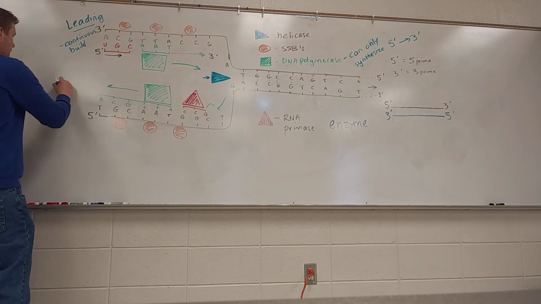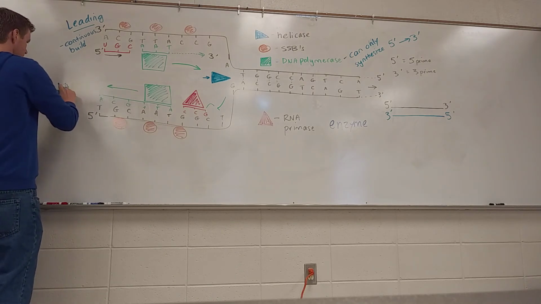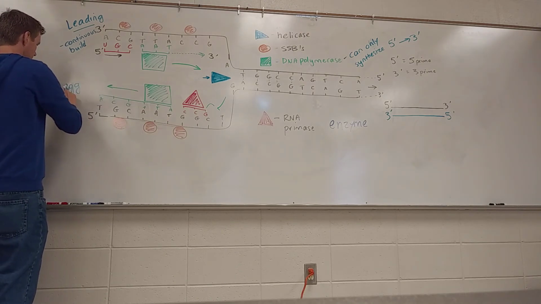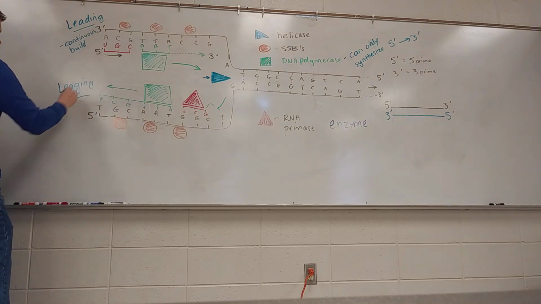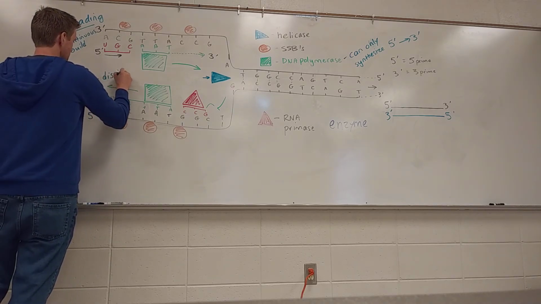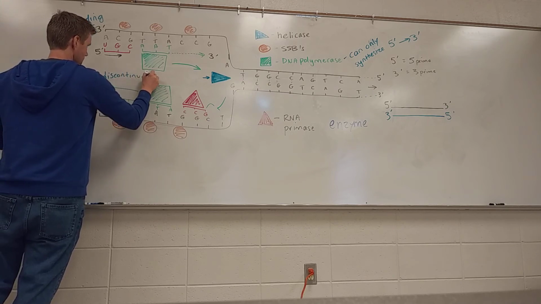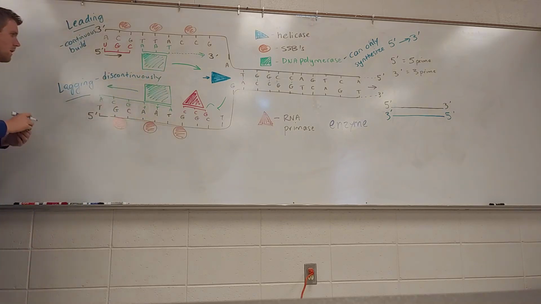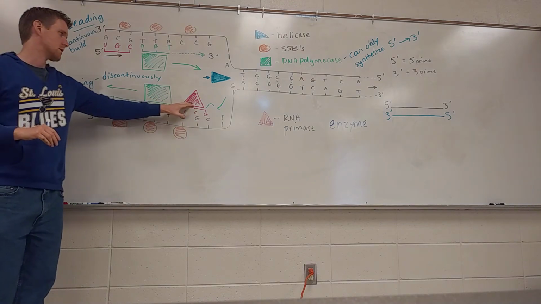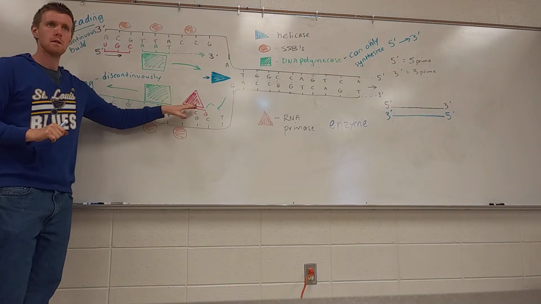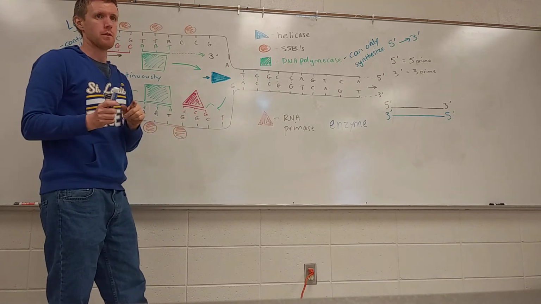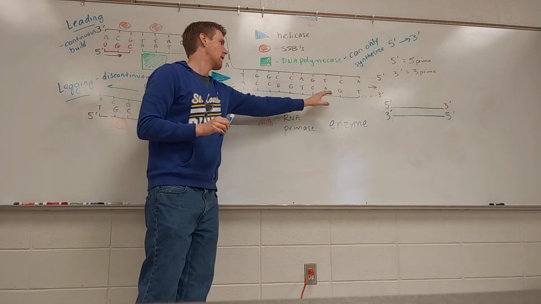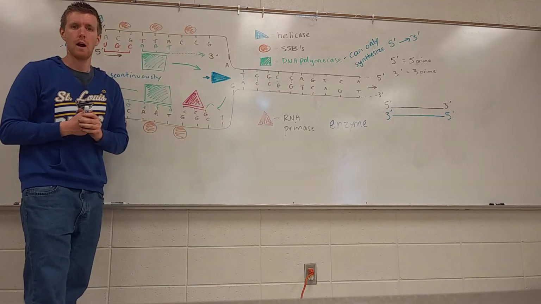The bottom strand is referred to as the lagging strand, and it builds discontinuously, which means that primase has to do its job more than once, laying down a primer, and then backwards building from there.